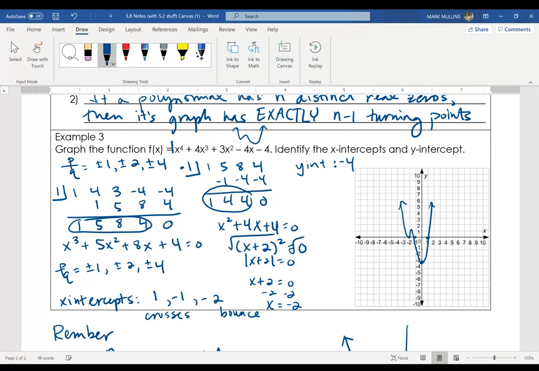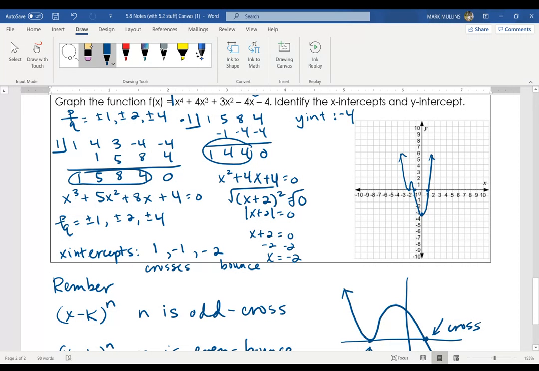So these are not perfect graphs, but we should have the x-intercepts and the y-intercept. And I am noticing that I completely spelled the word remember wrong. So let's fix that really quick, and then we're done with our notes. It's kind of funny to not remember to spell remember correctly. And we're all set. Thank you.